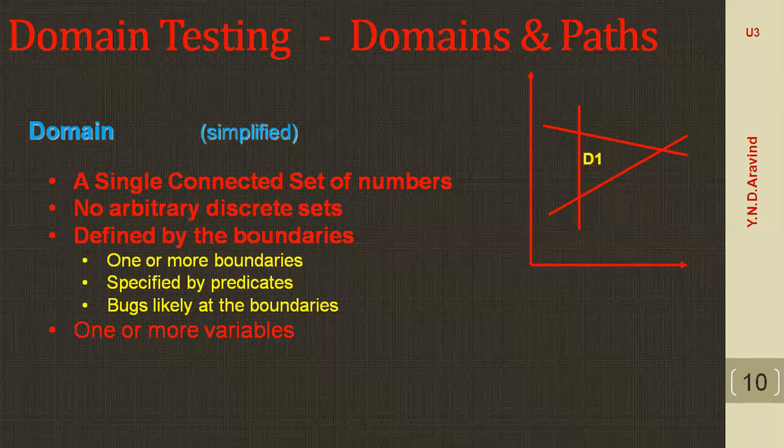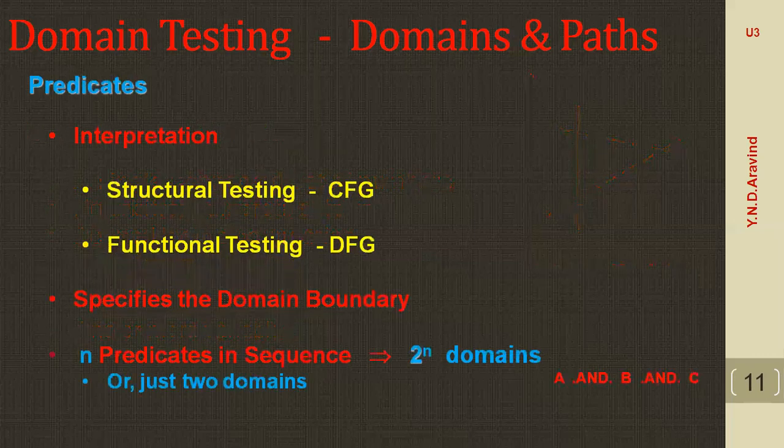Now let us see what are domain paths or domain predicates. In domain testing, predicates are assumed to be interpreted in terms of input vector variables. If domain testing is applied to the structure, then the predicate interpretations must be based on the actual path through that particular routine, and that is based on the implementation of the control flow graph.